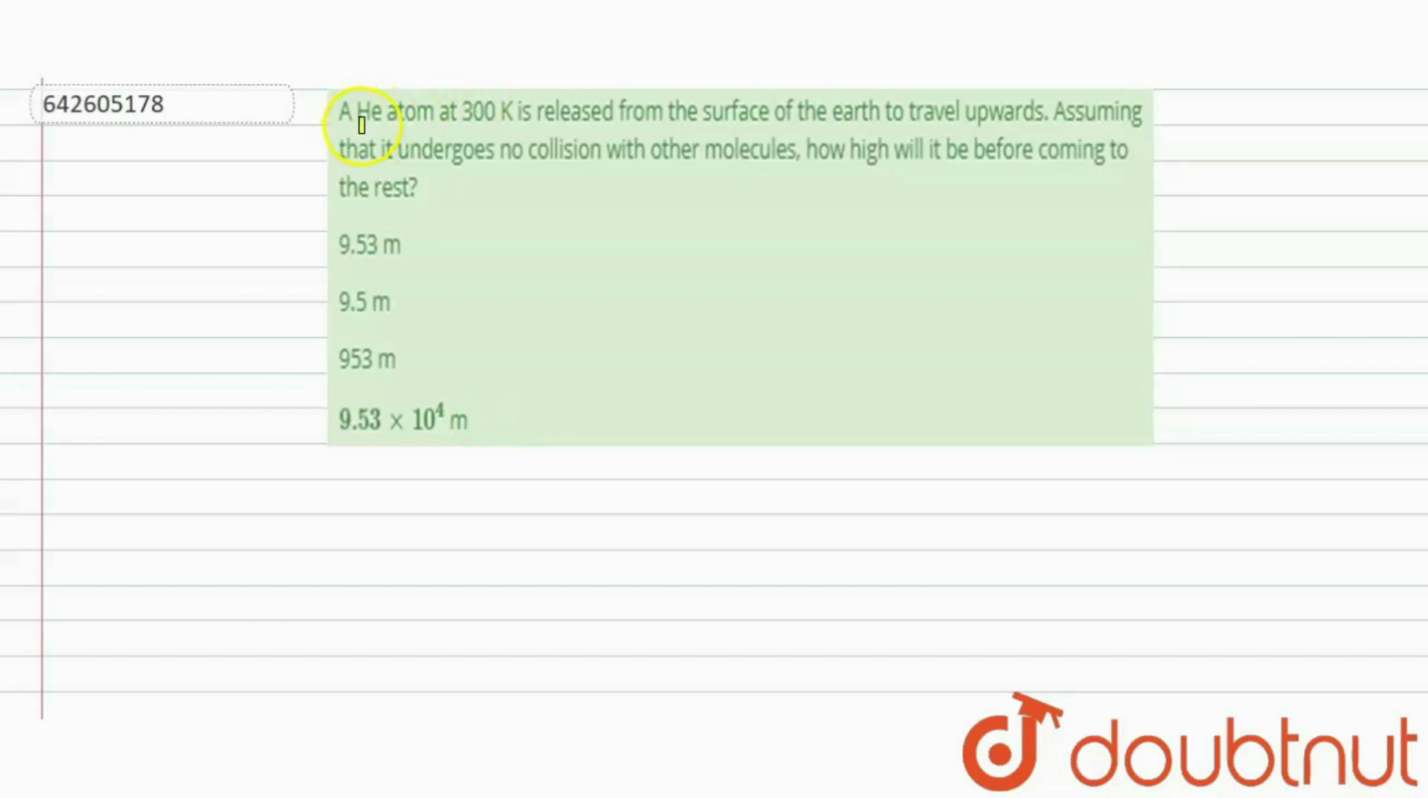Hi everyone, let's take a question. Here the question says a helium atom at 300 Kelvin is released from the surface of the earth to travel upwards. Assuming that it undergoes no collision with other molecules, how high will it be before coming to rest?